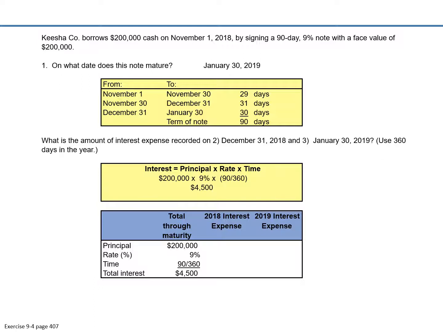But through the end of 18, they're only paying, what is that, 60 days worth? 29 days in November, 31 days in December. So 200 times 9% times 60 divided by 360 is $3,000. And then in 19, they're paying 30 days worth of interest, or $1,500. Okay.